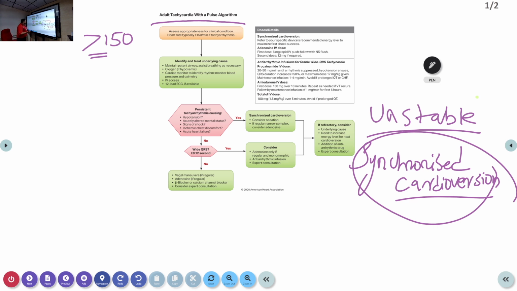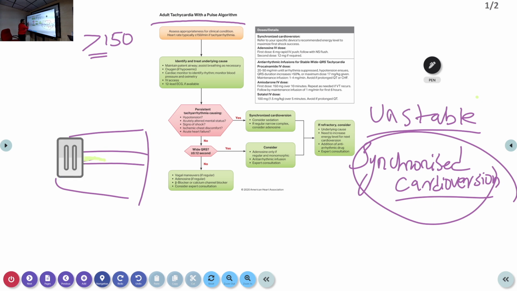We have already discussed this. We have a defibrillator machine like this. You will be able to see the rhythm in the center, and you will have a sync button and a shock selection button. Most importantly, you have to press the sync button.